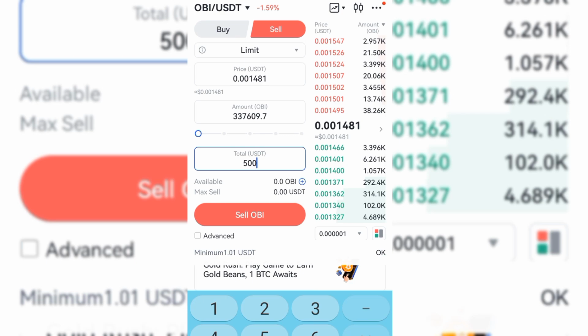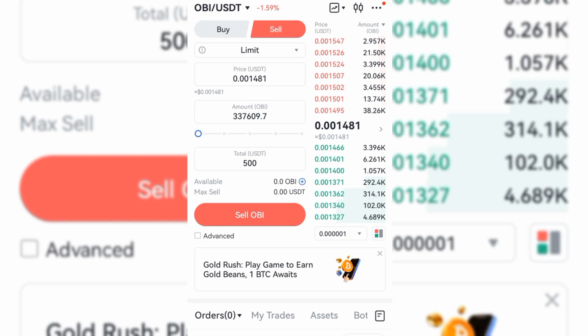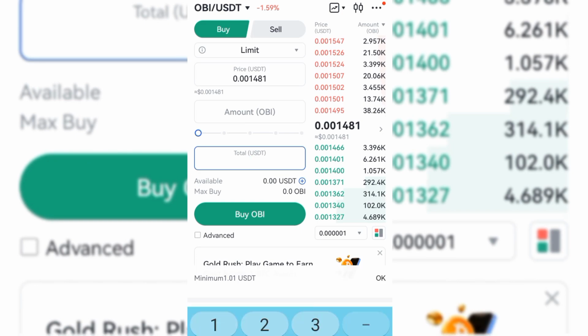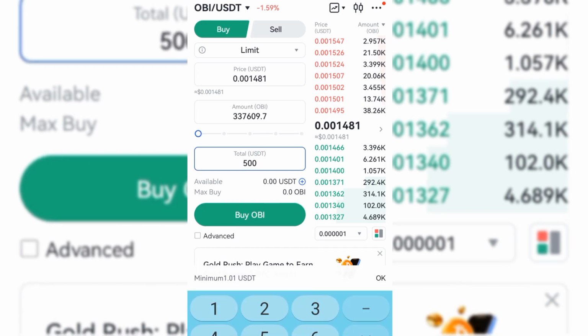Okay, so now looking at the price right now, we are going to be buying this particular Obi right here. So we should be on the buy side. I say we are buying $500. Once you are on the buy side, just know that your orders are going to be triggered from the part right here. The red side is the sell side, because they are the ones selling, so you want to buy from them.